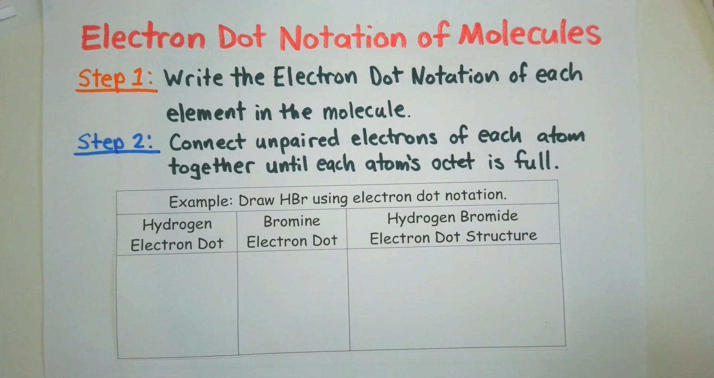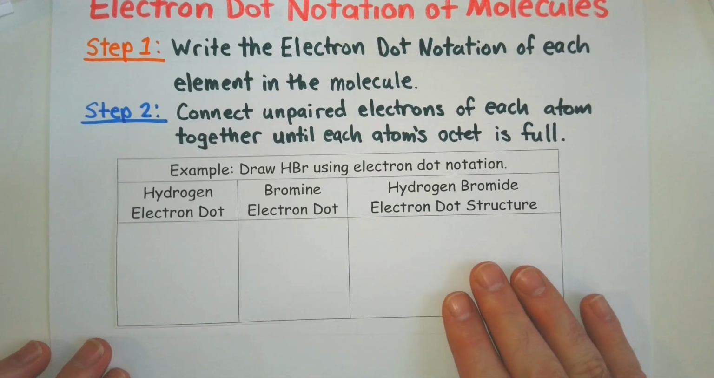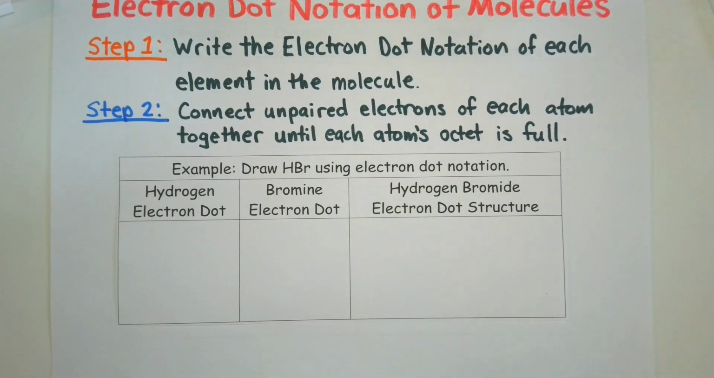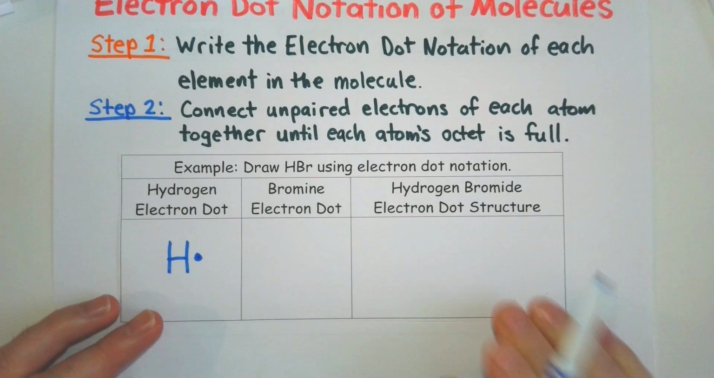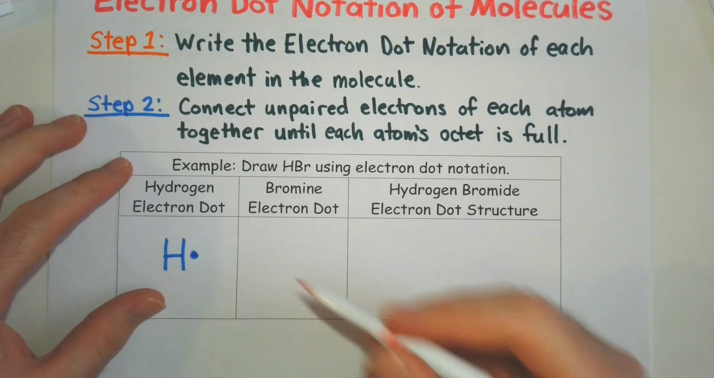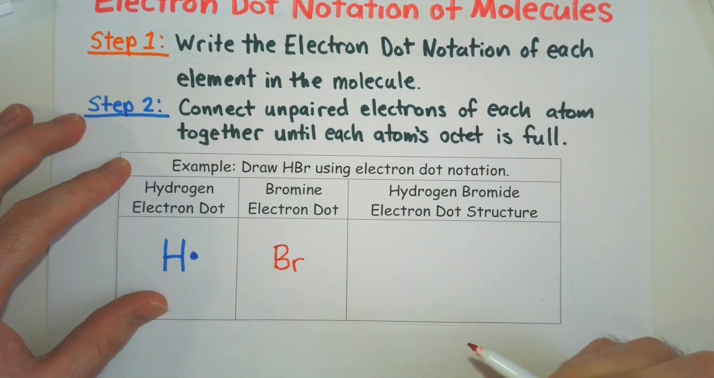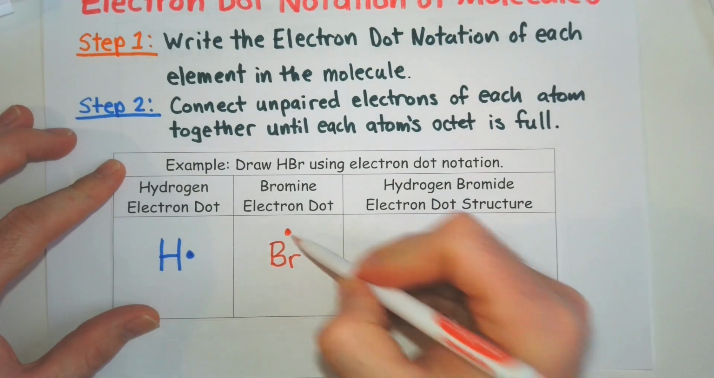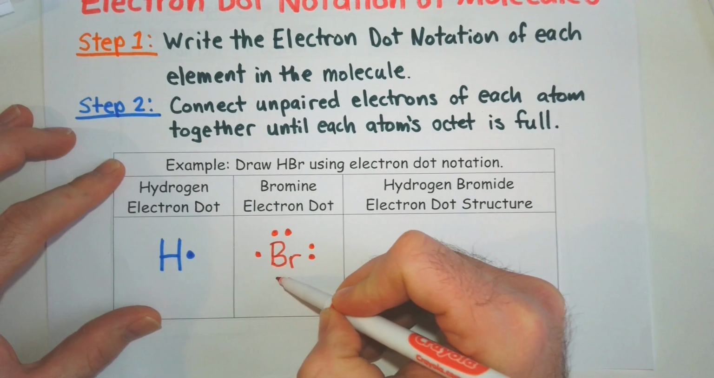All right, and so if we look at hydrogen on our periodic table, hydrogen is going to have 1 valence electron. So I'm going to put the symbol and add 1 valence electron. For bromine, we look at the periodic table. Bromine has 7 valence electrons because it's a group 17 element. So its symbol is Br. And then we're going to put its 7 valence electrons. So 1, 2, 3, 4, 5, 6, 7.